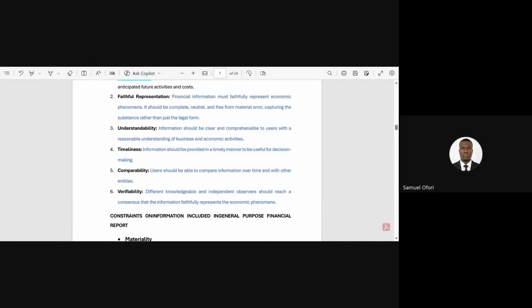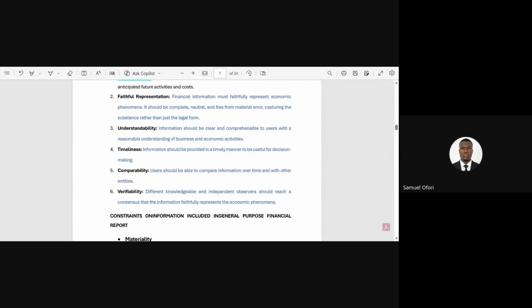Comparability. Users should be able to compare information over time and with other entities. So let's say your performance in January should be able to be compared with February, and the same information should be able to be compared with other entities' financial reports. That's why you have to follow the IPSAS or the particular standard.